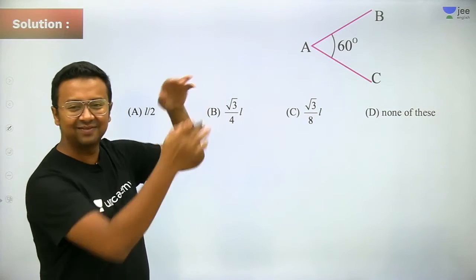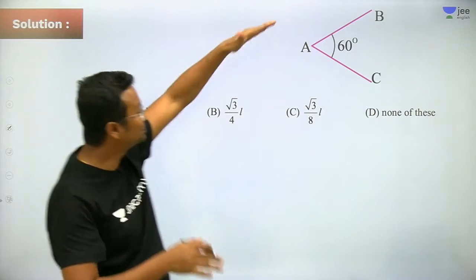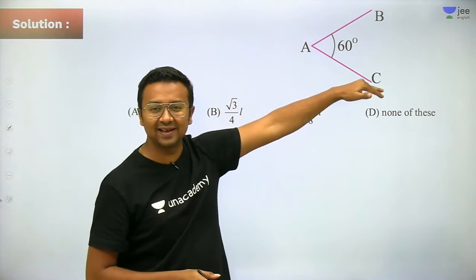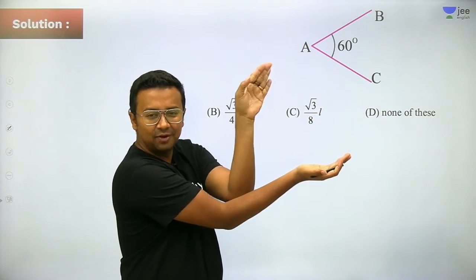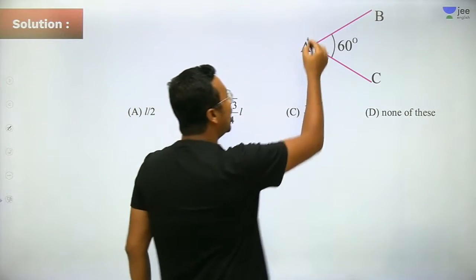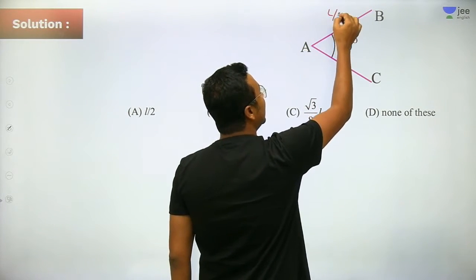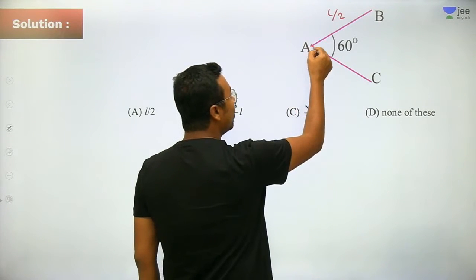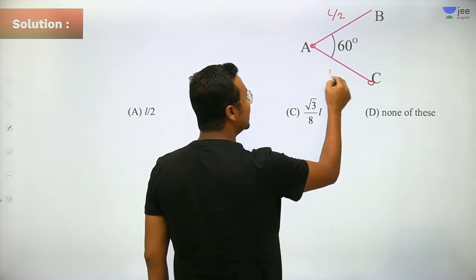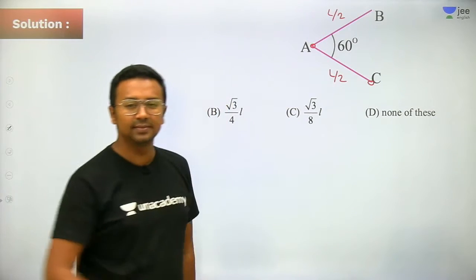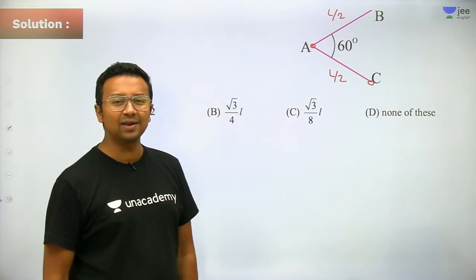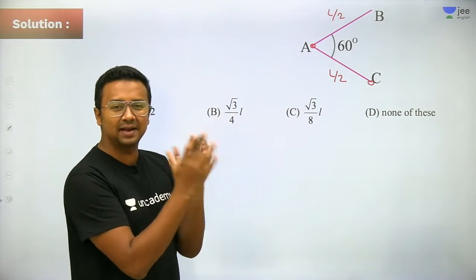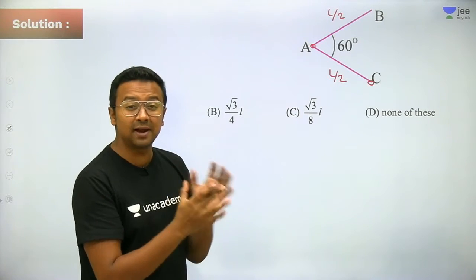Now let's come back to our solution. This is a rod of length L. When you bent it, how much will be the length of this part? L by 2. Very simple. What will be the length of this part from A to C? L by 2. Clear? Now, I know this looks like a symmetrical figure.